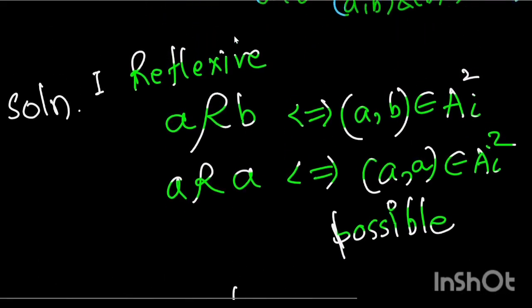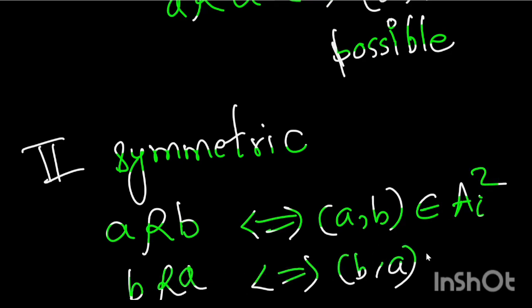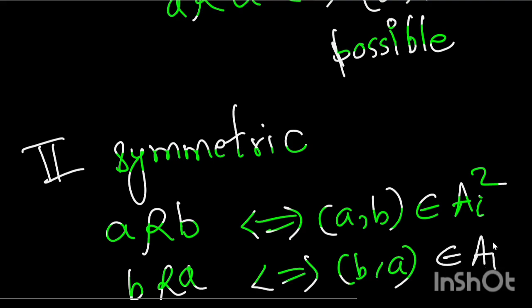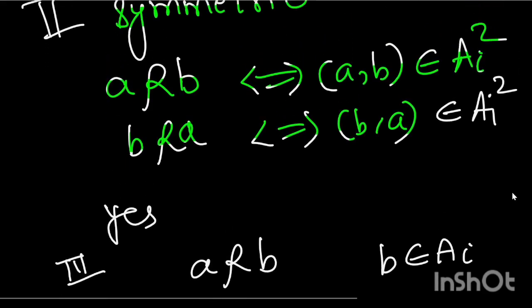Now testing for symmetric. A R B means A and B both belong to Ai square. Interchanging them, they will still belong to Ai square only, the same set to which A and B belong. So yes, it is symmetric.